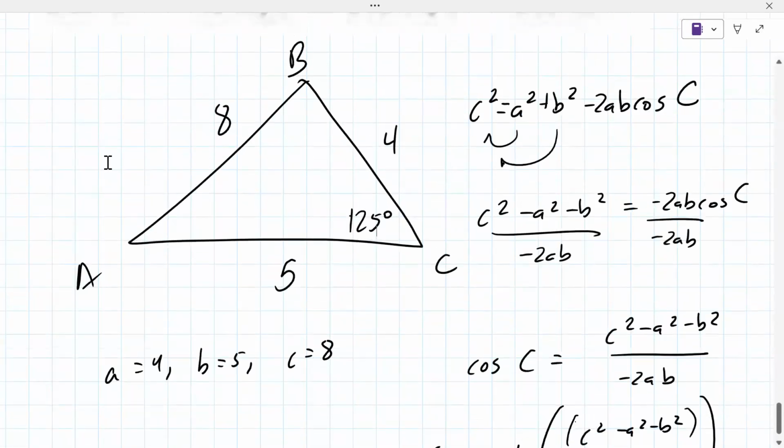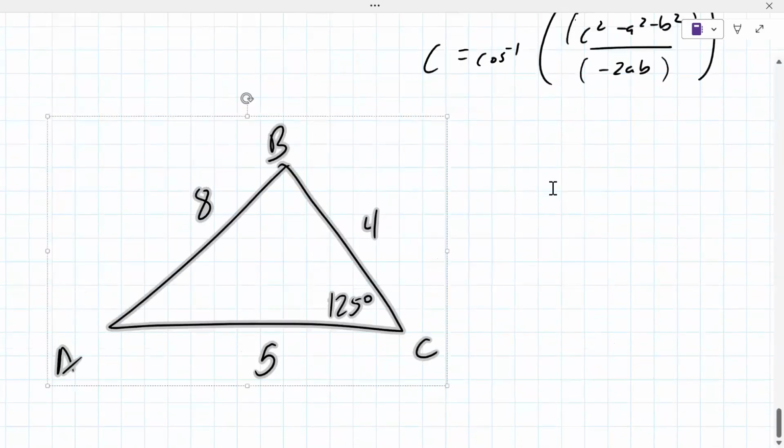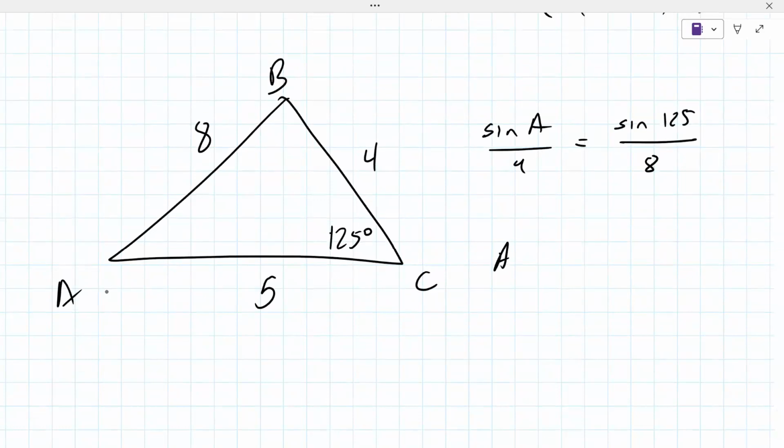So now you do not use law of cosines. You're done with that. You only use it once. Very important to remember that. That'll save you some time. Let's just solve for angle A. So sine A over 4 equals sine 125 over 8. You can solve for A. It's the sine inverse of 4 over 8 times sine 125. And so that ends up being about 24 degrees.